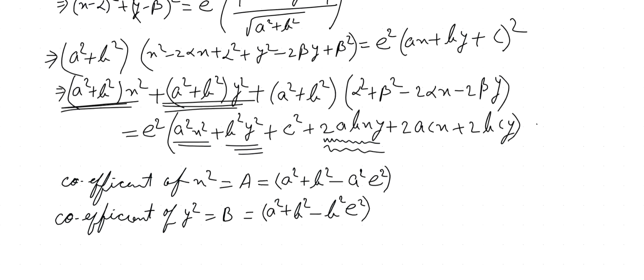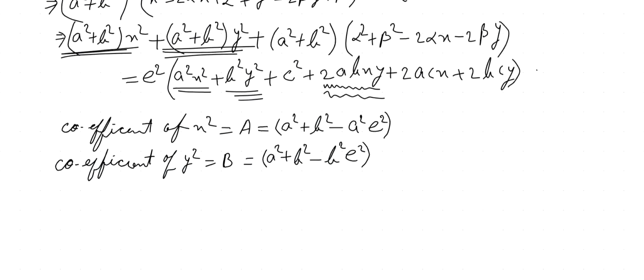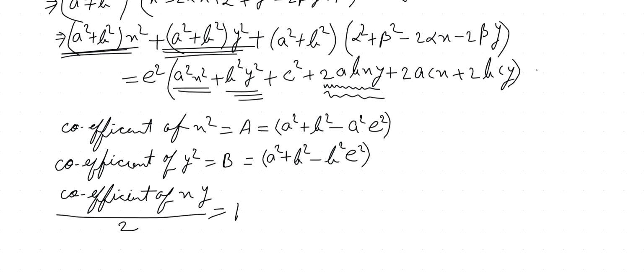After this, the coefficient of xy by 2 is h, and that is minus ab e square. That will be only this term. When you take it to the left hand side, its coefficient will become negative.